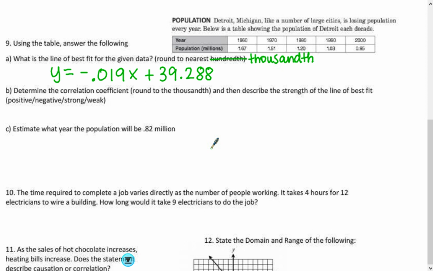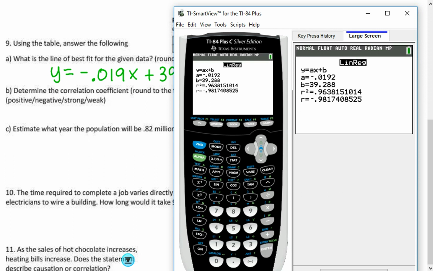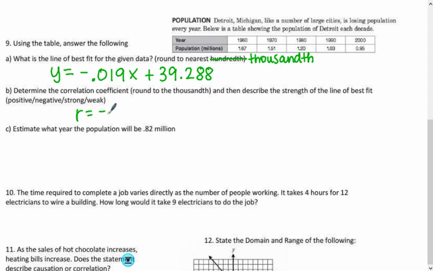It said to determine the correlation coefficient and round to the nearest thousandth. Again, that's 3 decimal places. So right here, we're looking at the R value. So go to 3 decimal places, we look 1 to the right, 4 or less, let it rest, 5 or more, add 1 more. So we're going to add 1 more to this number, so it's going to be negative 0.982. So R equals negative 0.982.